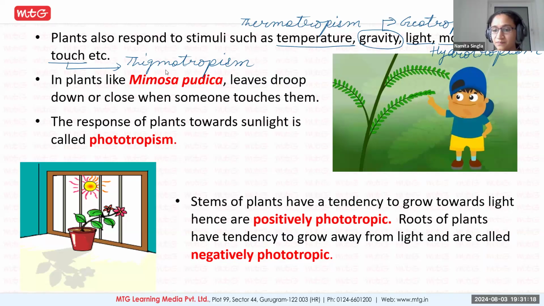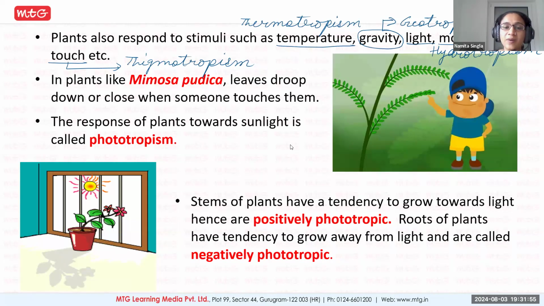Thigmo means touch. If anybody of you has seen this plant, touch me not, it is called lajwanti in Hindi. Mimosa pudica, touch me not, or lajwanti. So when you touch it with your feet or with your hands, its leaves droop down like this. So it is the shocking response of the plants towards a touch. So the plant is responding towards a touch. Some kind of hormonal changes take place inside the plant. Chemicals which are produced inside the plant change, and that's why the plant leaves droop down when we touch them.